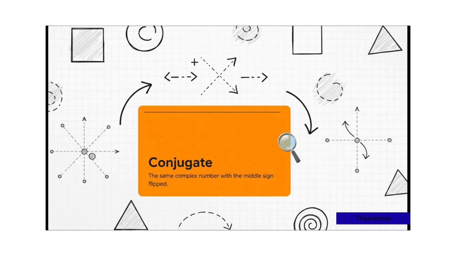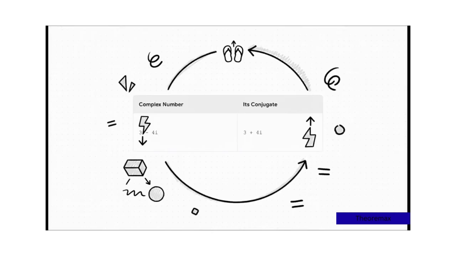To find the conjugate of any complex number, you just take the exact same number and you flip the sign in the middle. That's it. So for example, if we have the complex number 3 minus 4i, its conjugate is just 3 plus 4i. See? The 3 and the 4i stay the same, only that minus sign in the middle flips to a plus.